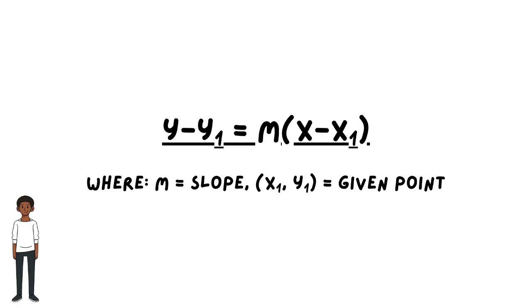The most reliable method to solve this is using the point-slope formula: y minus y1 equals m times (x minus x1). All we need to do is substitute our slope for m, our x-coordinate for x1, and our y-coordinate for y1.